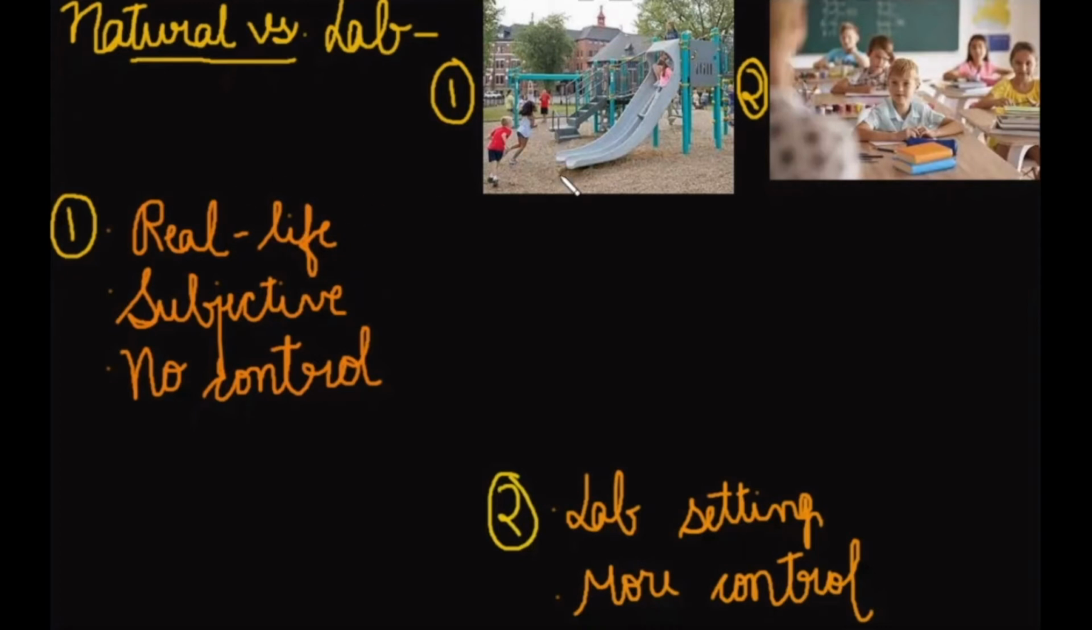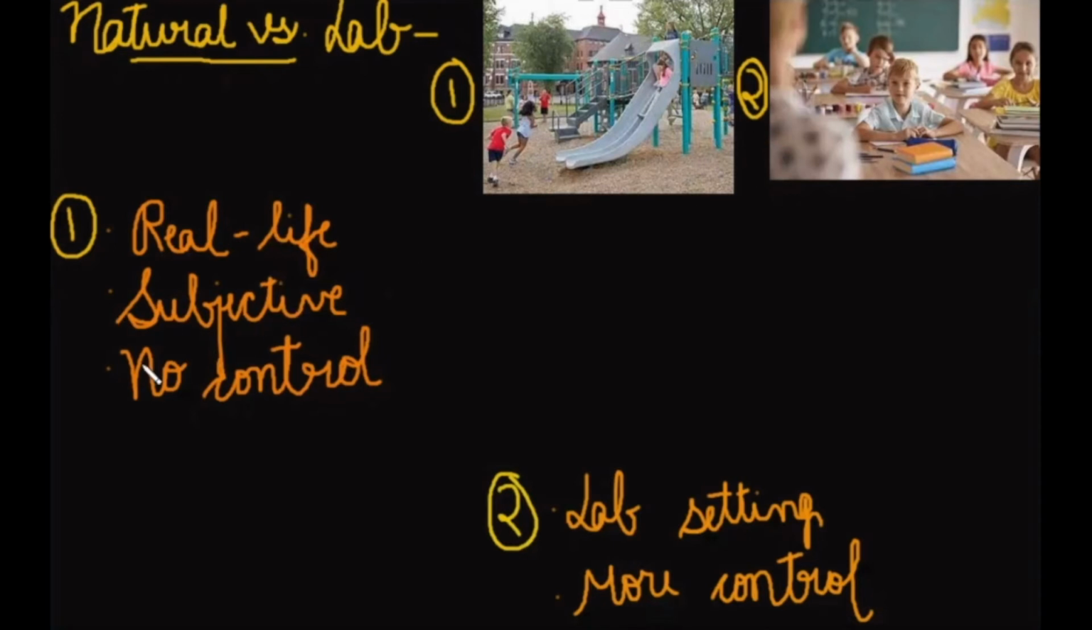Like these kids, they are in their natural environment, in the playground, so they are behaving the way they want to, the way they want to behave. Why? Because they are in a real, natural environment. Nothing has been manipulated over here.